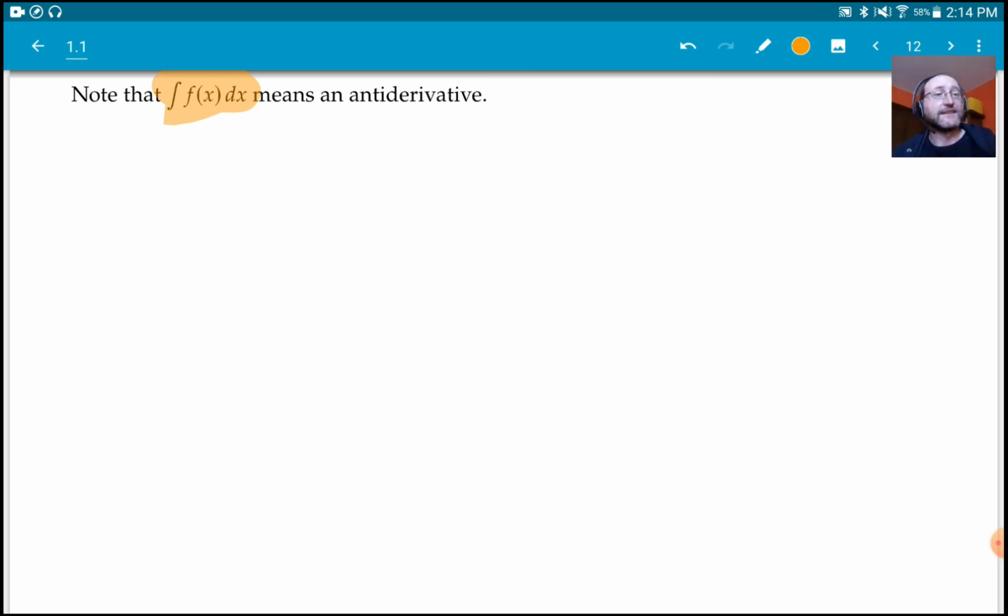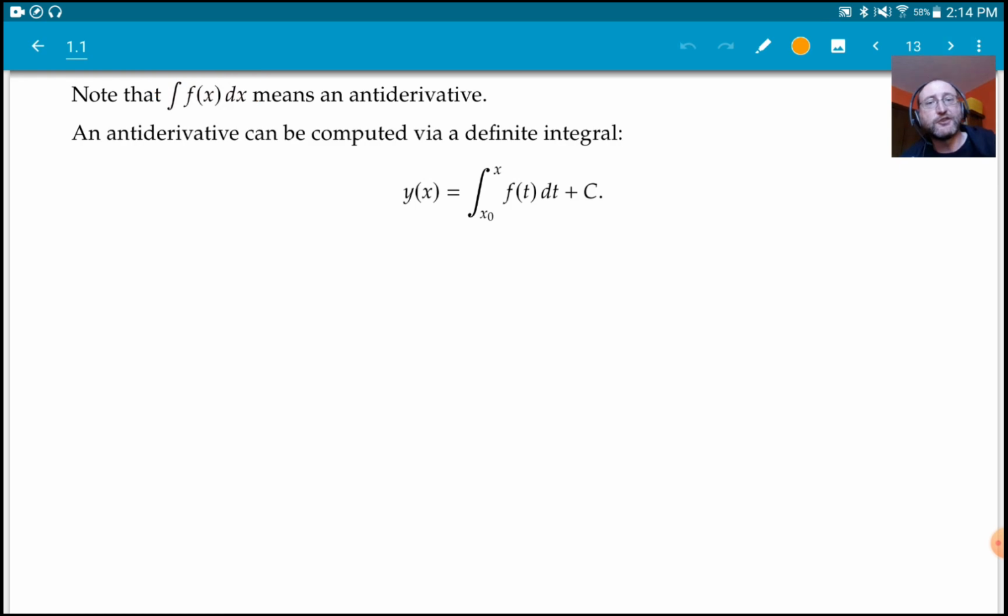So there's really no indefinite integral. There's only the definite integral. That's the only integral that there is. We just call the antiderivative integral because, well, you can compute it via a definite integral, right? We have this formula over here.